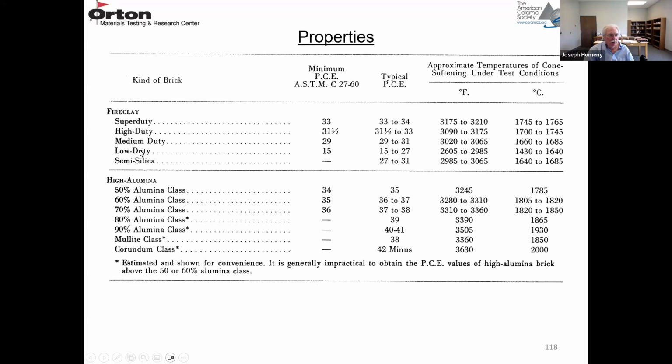So a low duty fire clay, it's only a 15 for PCE, maybe 15 to 27. And then the range, 15 to 27 PCE value is 1430 to 1640. And then a higher aluminum material would be a 36, and that temperature range is 1820 to 1850. That would be a 37 to 38 cone.